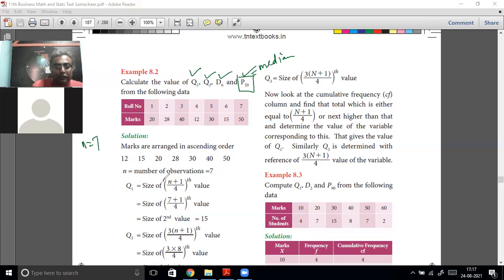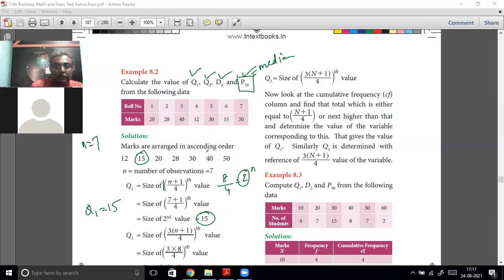For Q1, n is 7. 7 plus 1 is 8. 8 by 4 is how much? 2. The second item value is 15. So Q1 is equal to 15 on the chart. Very simple. You got it, no?